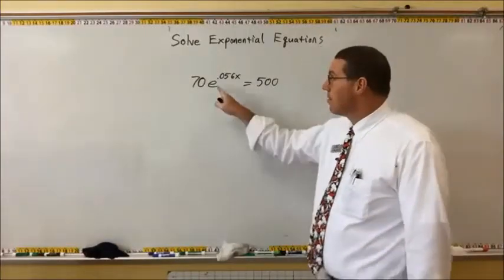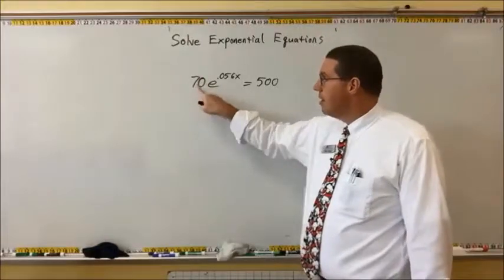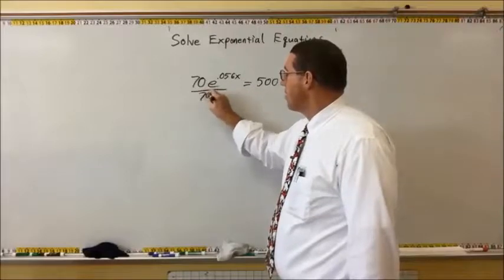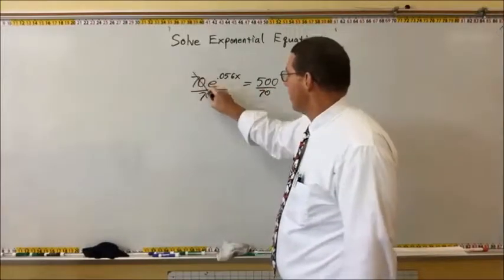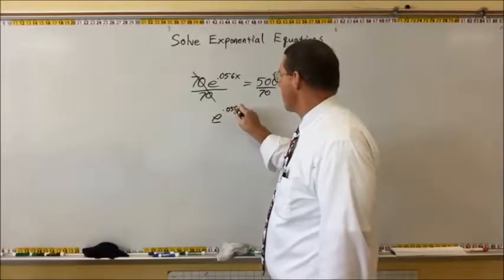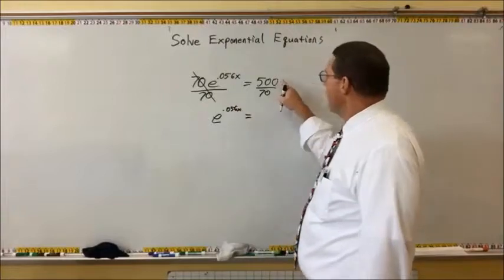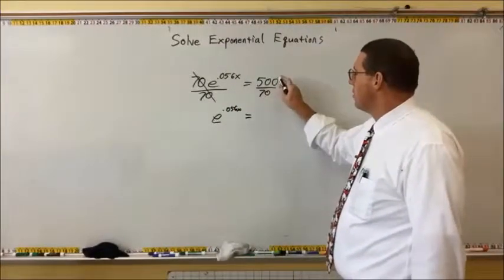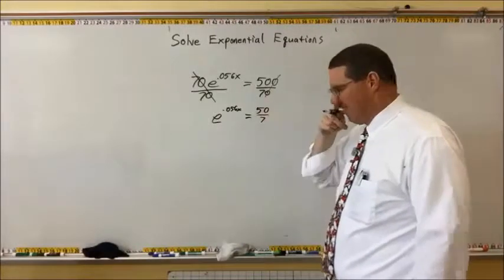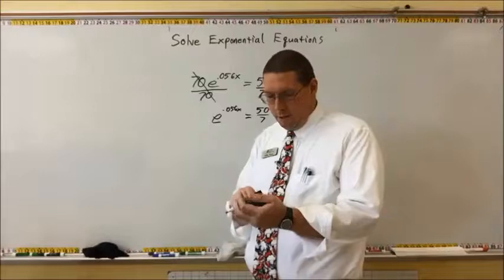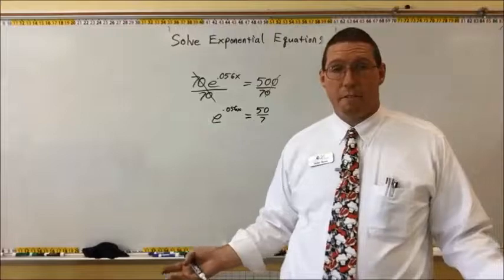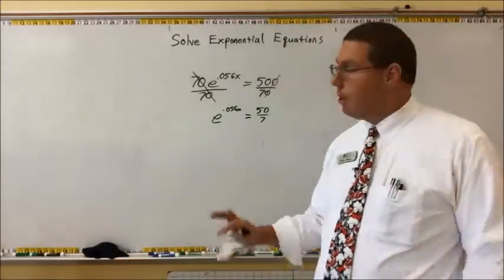Now, I can't cancel this e until I've gotten rid of the multiplying number in front of it. So the first thing I need to do is divide by 70 on both sides. It's going to cancel the 70 over here. It's going to leave me with e to the power of 0.056x equals 500 over 70. The zeros can cancel, and I have 50 over 7. If I did that as a decimal, it would be 7.142857143. That's sort of messy. I don't want to have to deal with such a nasty decimal, so I'm going to leave it as 50 over 7.